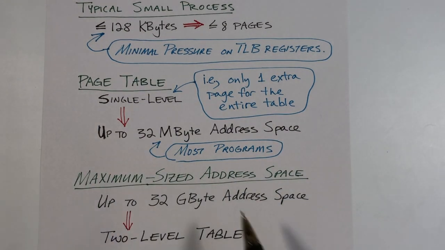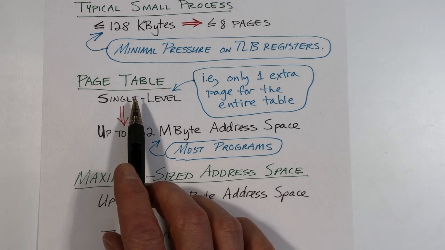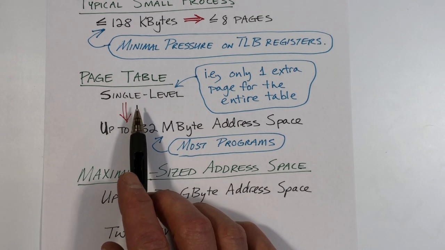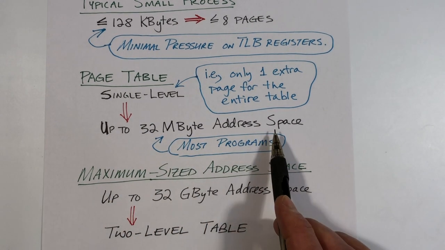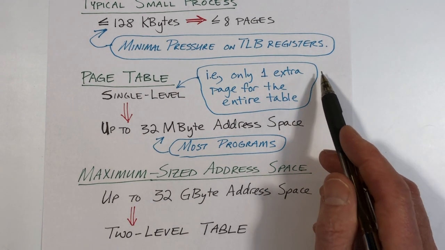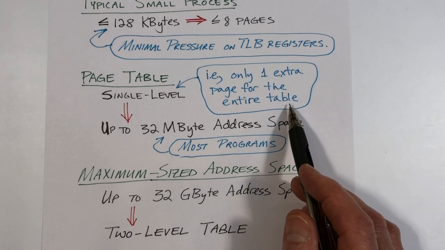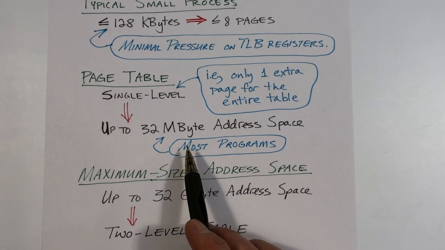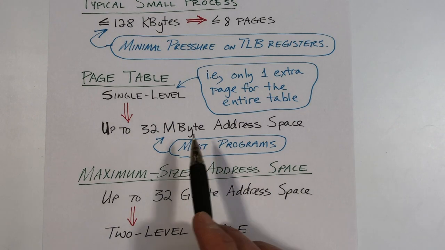The next thing I want to mention is that a process requires a page table. The page table is an operating system data structure that tells how the virtual memory address space is mapped out. With a single level table, we can have a virtual address space of up to 32 megabytes. By single level, what we mean is that we are storing as many page table entries as we can into a single page. So we require one extra page for the entire page table for any program that goes up to 32 megabytes of address space. And really, this is quite a large program, and we expect most of the programs to be under 32 megabytes. So a single level page table is a beautiful thing.